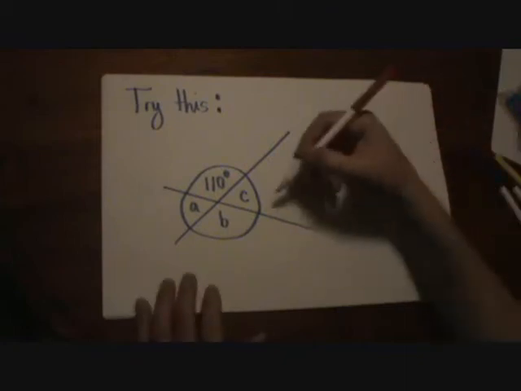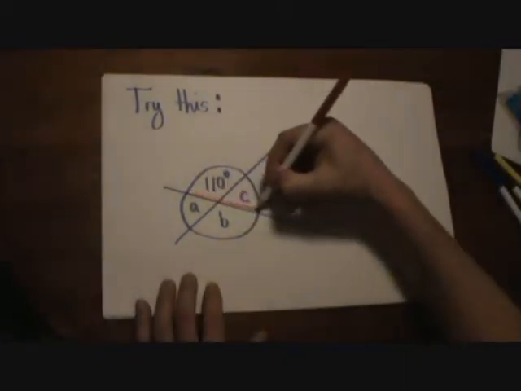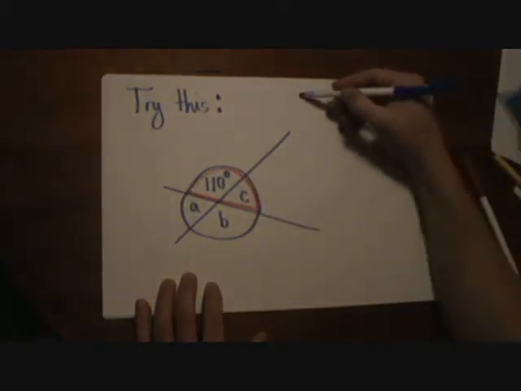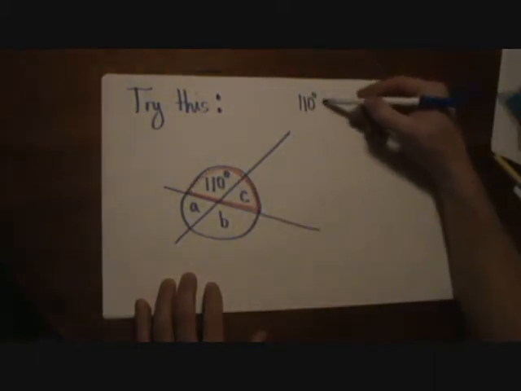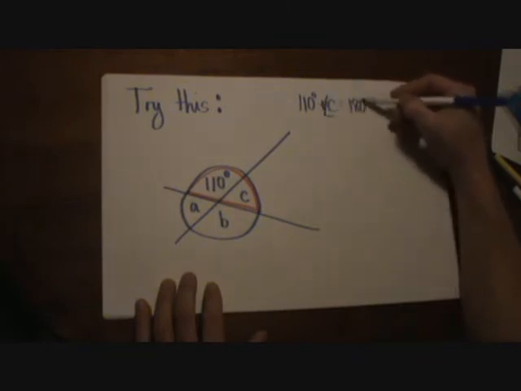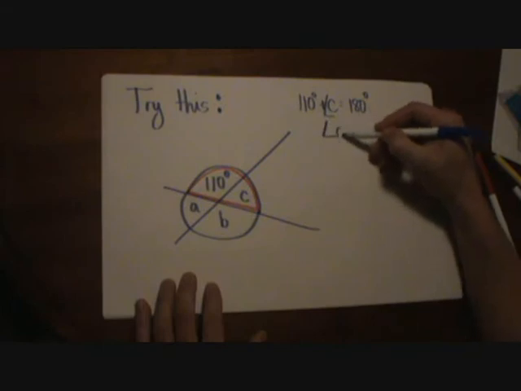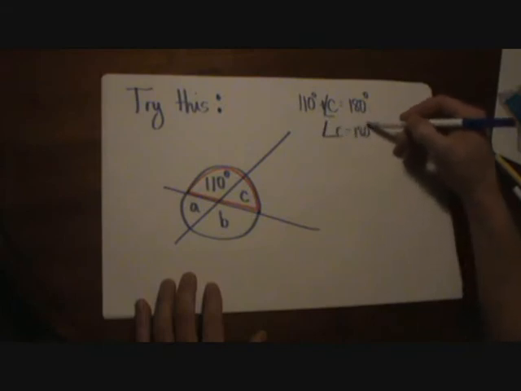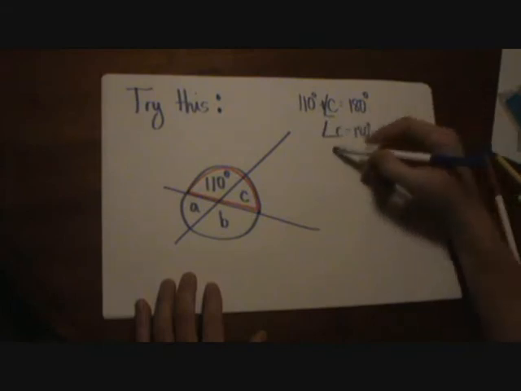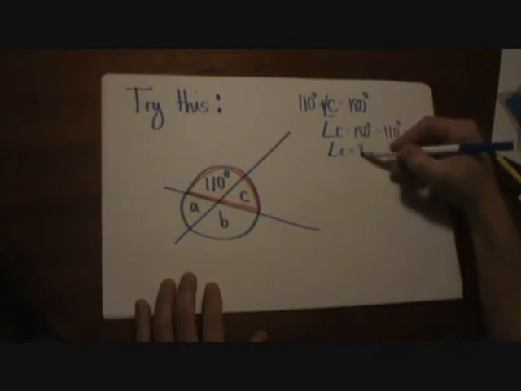Alright, let me show you how to figure out the answer. All you've got to do is look for half circles again. So here I have a half circle, 110 plus angle C. That's got to equal 180. Half circles are always 180. In order to figure out what angle C is, all I've got to do is subtract the 110 from the 180. That leaves me with 70 degrees, so angle C is worth 70.